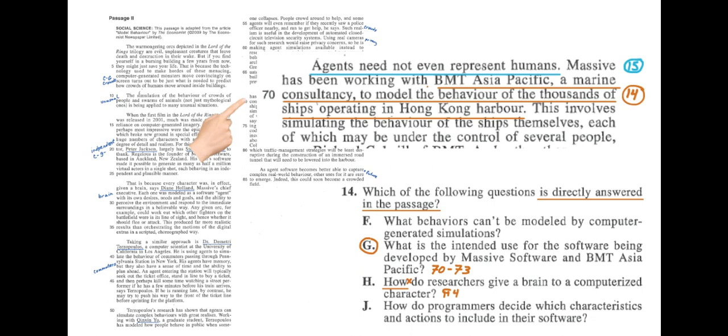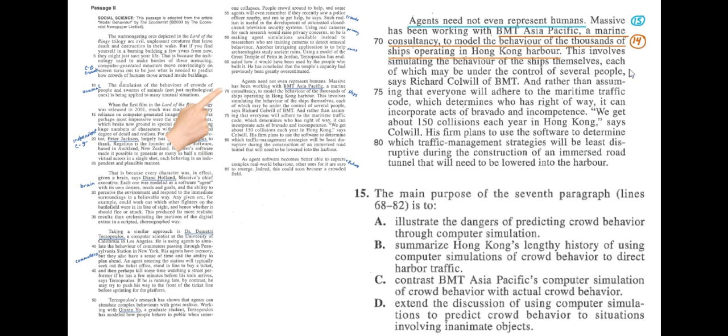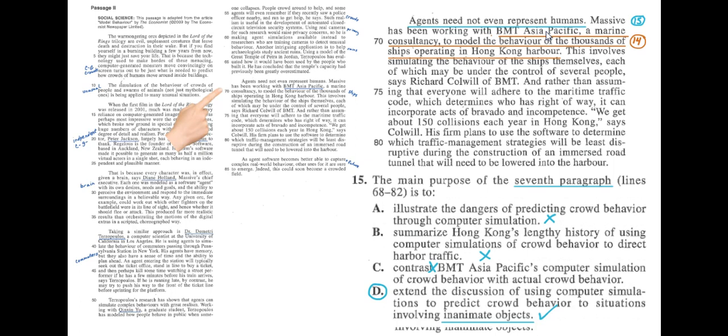So there can't be two correct answers. The main purpose of the 7th paragraph, so we're looking here again, so we just spent some time with that question, hopefully if we got it right, is it to illustrate the dangers of predicting crowd behavior? Probably not. Summarize Hong Kong's lengthy use of computer simulations? No. A contrast with BMT Asia Pacific software? No, they're really just talking about how this can be used to represent non-human activities. So D, inanimate objects would be non-human.